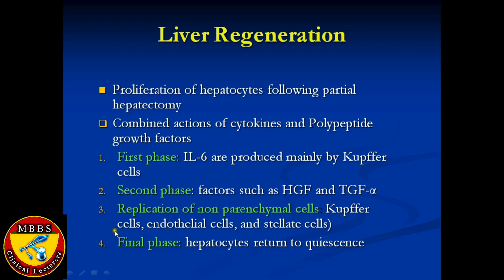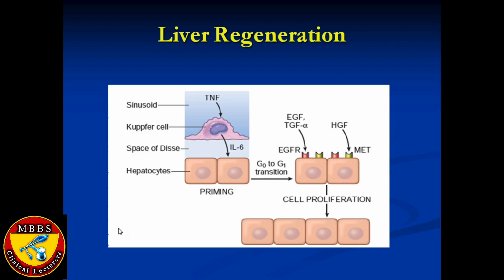And then these dividing cells cannot just go on dividing. A stop has to be there. Now what is the termination process? The final phase, the termination phase, is where these hepatocytes are again brought back to their state of quiescence. And this occurs mostly by enzymes known as matrix metalloproteinases, MMPs.